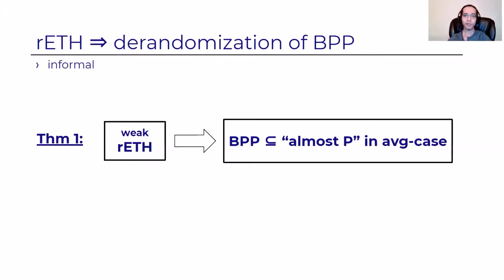Our first result asserts that under RETH, the randomized exponential time hypothesis, we get a very fast derandomization of BPP. Namely, that BPP can be deterministically simulated in almost polynomial time on average case. And I will elaborate later on what almost polynomial time and on average case precisely mean.